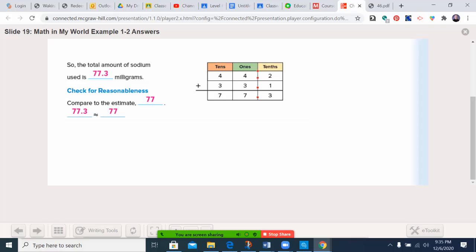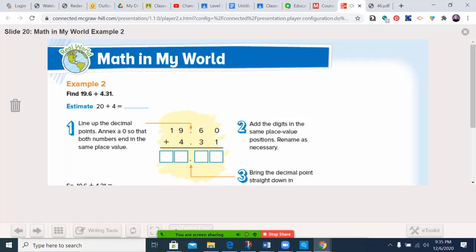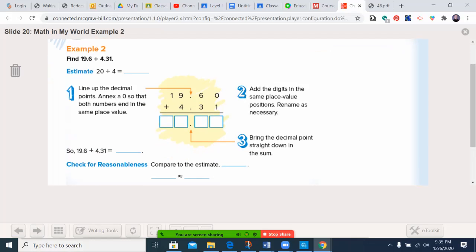336. Example 2. We have 19.6 plus 4.31. And there's a note at the top of your page that you can annex a 0 to one of the numbers in an addition problem so that both numbers end in the same place value. So when we wrote out 19.6 and 4.31, in order to not get confused, I could add a 0 to the end. So now I have 19.60, which is 19 and 6/10, equivalent to 19 and 60 hundredths, and then 4.31.